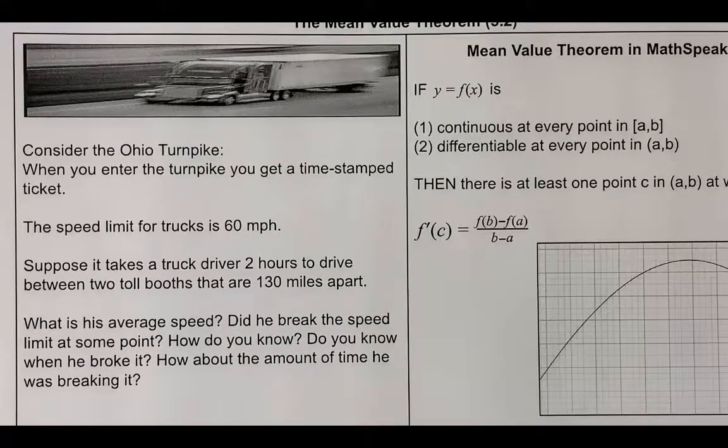All right, so in the Ohio Turnpike or any turnpike, when you enter, usually you get a timestamp ticket. So let's just think about the Ohio Turnpike. The speed limit for trucks is 60 miles per hour. So suppose it takes a truck driver 2 hours to drive between two toll booths that are 130 miles apart.